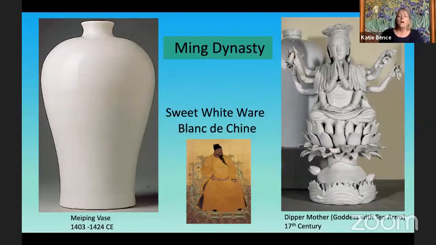The one on the left is another form of vessel called the Meiping vase. And it's characterized by a short upright neck and broad high shoulders that taper towards the base. Meiping means plum blossom, and this vase is designed to showcase one flowering branch of a plum tree as a sign of rebirth and resilience after a long, cold winter.